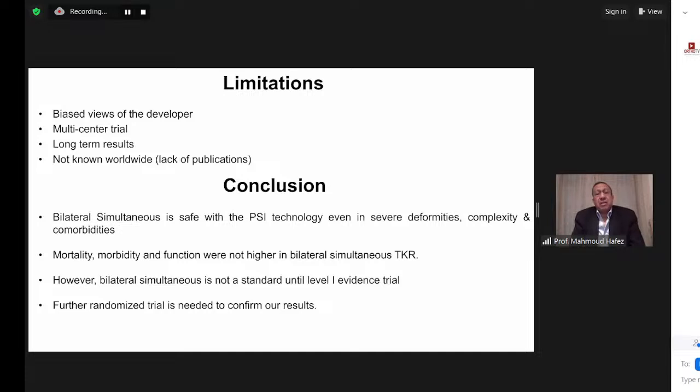So basically, there are limitations to this study. It is a biased view of the developer of PSI. So we need a really multi-center trial. We need long-term results. The technique that we're using, which I didn't have time to talk about, is called patient-specific templating as opposed to patient-specific instrument, or PSI, which is known worldwide by implant companies.